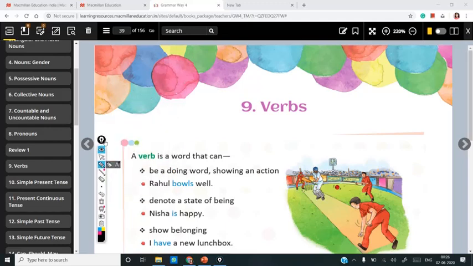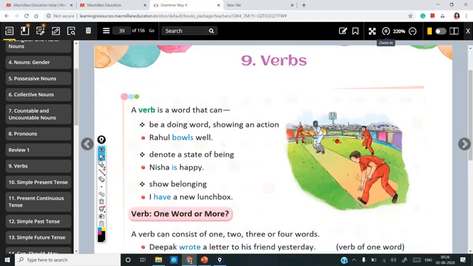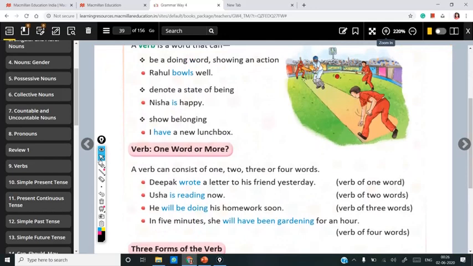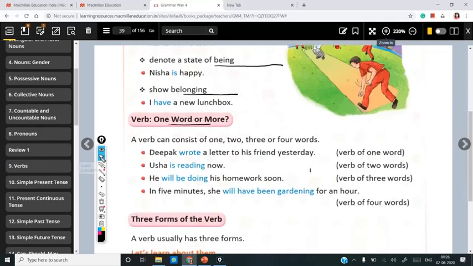I hope this is clear to you that a verb can denote action, state of being or belongingness. So better you underline it: showing an action, state of being or belonging. So these three are the functions of verb. This is what verb does. Next.